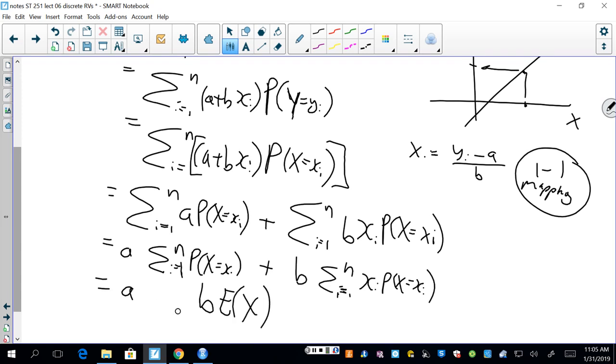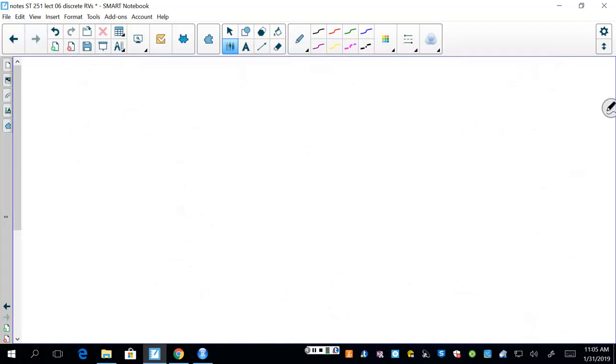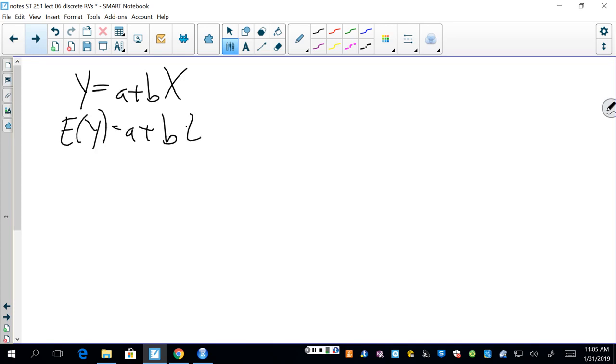So we started off here looking at the expected value of y. It turns out that if there's a linear transformation, the expected value of y equals a plus b times the expected value of x. Sometimes I think of expectation as a linear operator. It takes values and probabilities and produces a weighted average. And if there's a linear transformation, you can first change all the values and then do the expected value, or you can take the expected value of x and just transform that. You get the same answer either time.